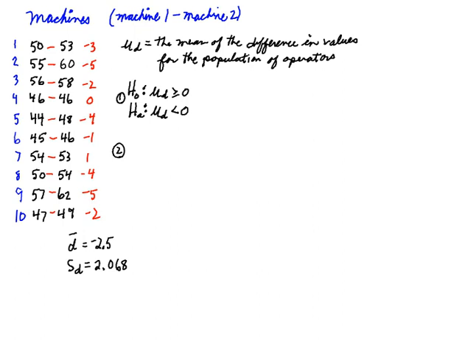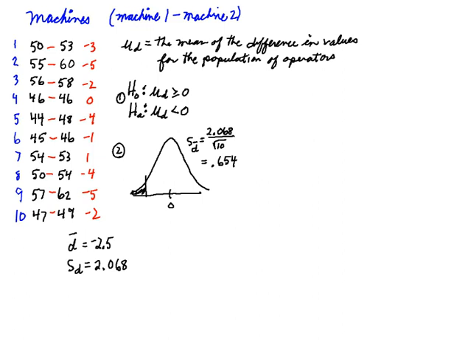So step 2, I'm going to set up the sampling distribution and try to get the values I need for the sample. Center is at 0. S sub d bar is equal to the standard deviation S sub d, 2.068, and then my sample size is 10, so the square root of 10. This turns out to be 0.654. It is a lower tail test.